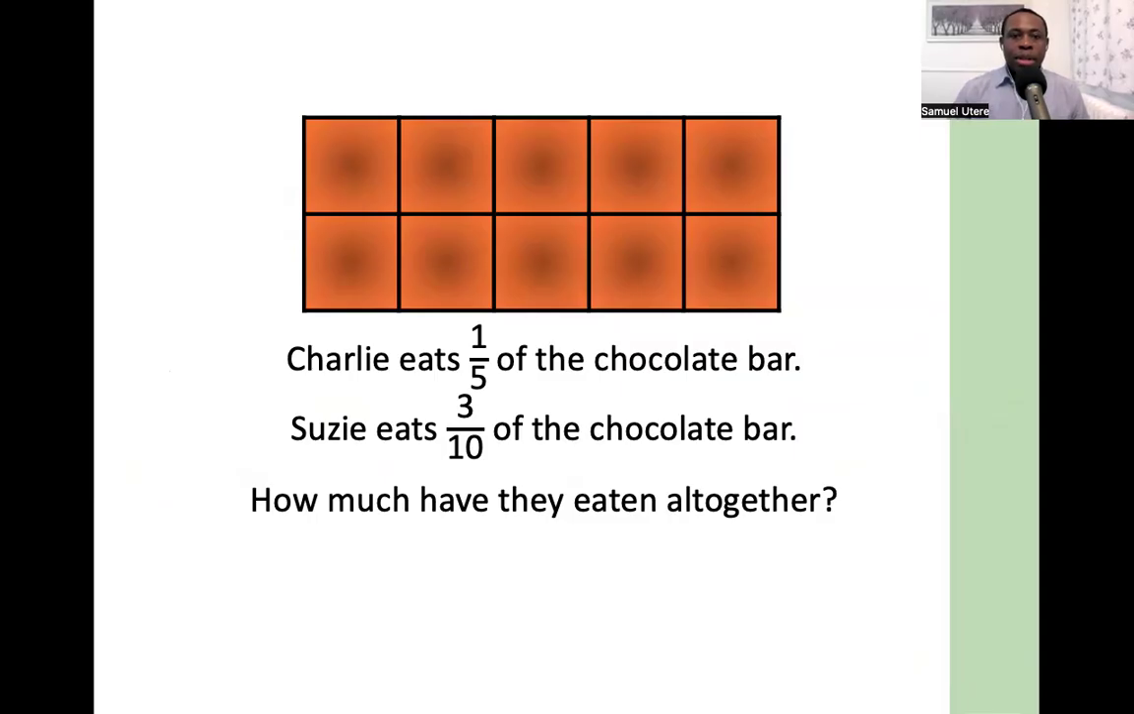Okay, let's do our learning. So Charlie eats 1/5 of the chocolate bar. Susie eats 3/10 of the chocolate bar. How much have they eaten altogether?